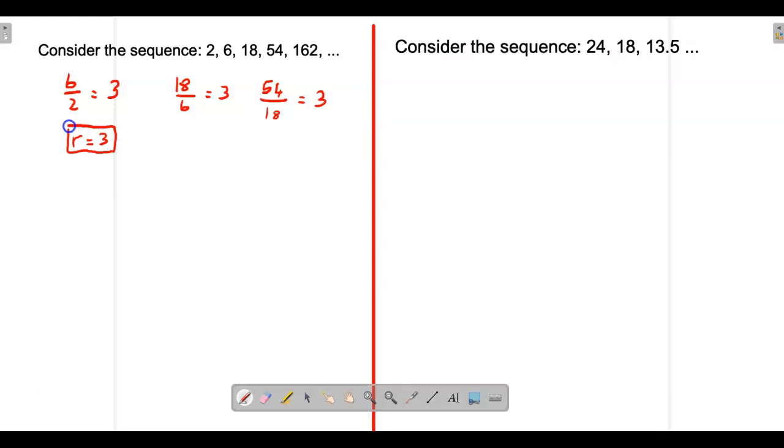You're actually multiplying all the way through. So you're multiplying by 3. 2 times 3 is 6. 6 times 3 is 18. 18 times 3 is 54, and so on.